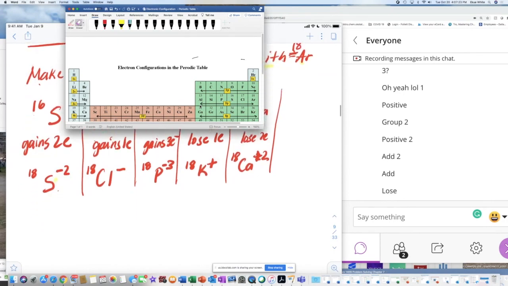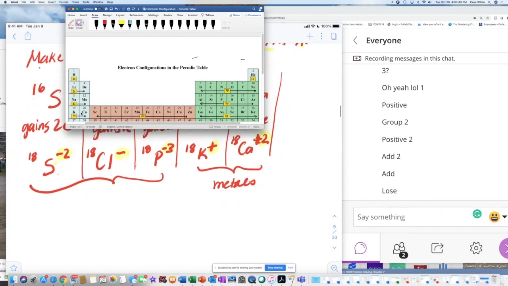So you can see these two are metals based on where they are located, right here and here. So they become cations by losing electrons, the same concept again. And then the nonmetals, these three, become anions by gaining electrons. Look at what happens to them.